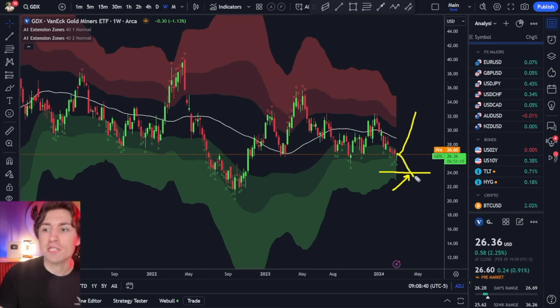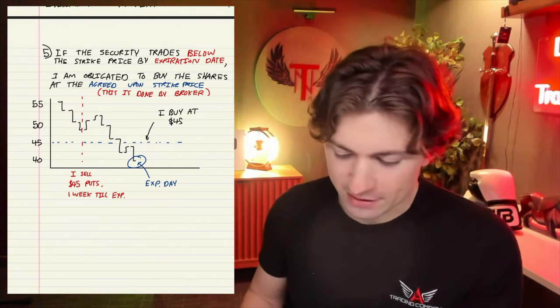I don't have to buy the shares. I don't have to do anything because at that point, the option expires worthless, which is what I want. I sold the put, I'm short the option basically. I want the option to expire worthless. Things start getting more fun at step number 5.